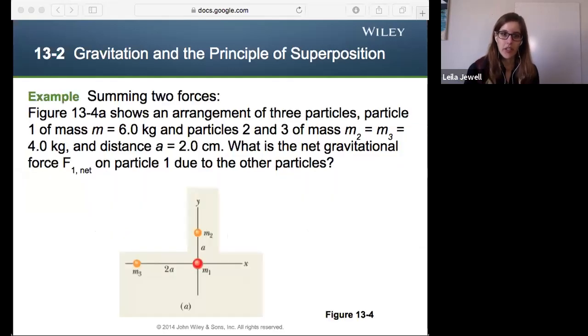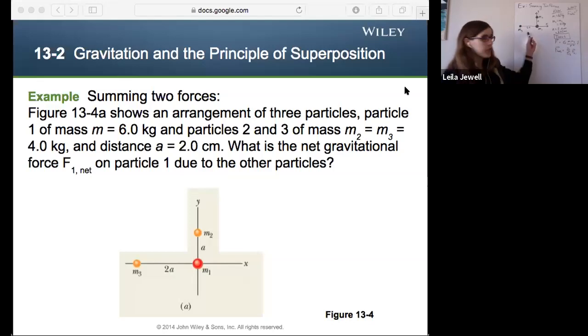Let's look at an example of this, summing two forces. The figure shows an arrangement of 3 particles, particle 1 of mass 6.0 kilograms, particles 2 and 3 of equal masses of 4 kilograms, and distance A is 2.0 centimeters. What is the net gravitational force, F1 net, on particle 1 due to the other particles? I'm going to encourage you to take some time to jot down a picture, write down what you know. I'm going to do the same, and we'll compare notes in just a moment. So go ahead and hit pause now.